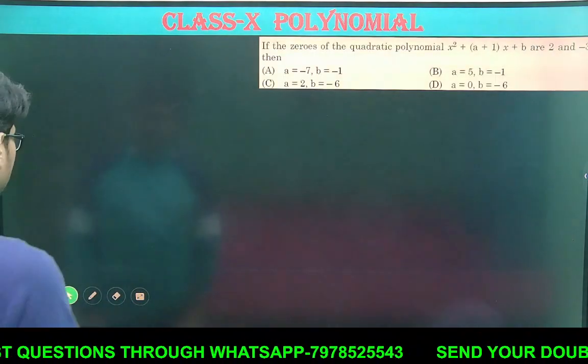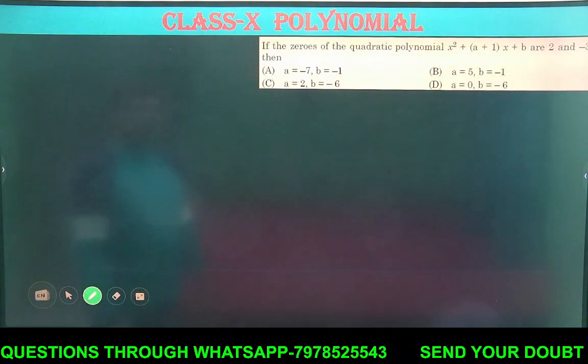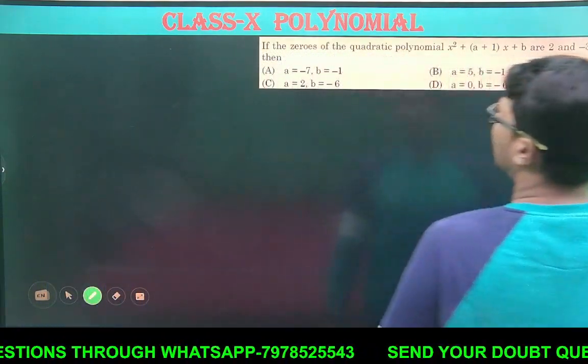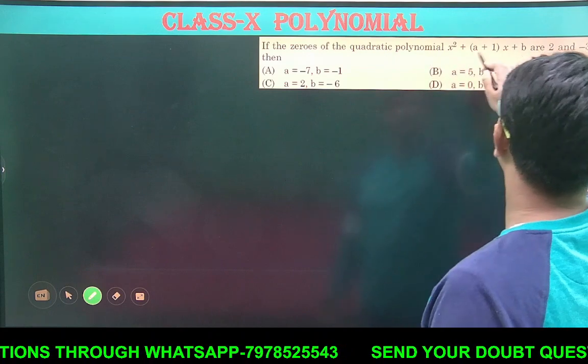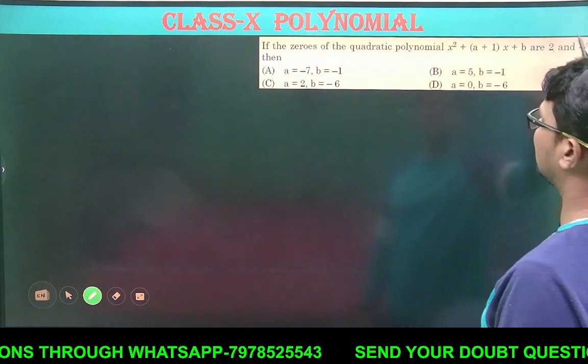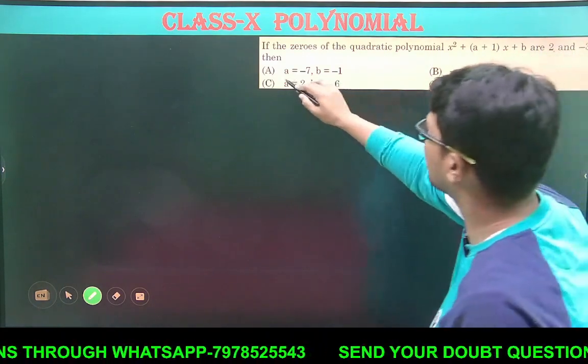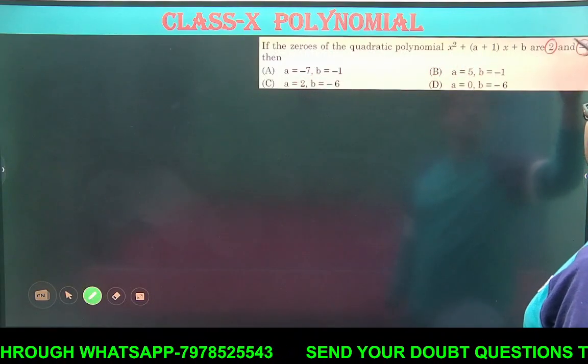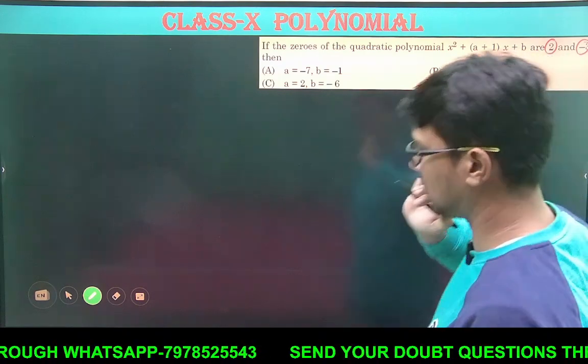Next question is this. What is it saying? The next question is saying, if the zeros of the quadratic polynomial, this polynomial, are 2 and minus 3, then what is the value of a and b? 2 and minus 3 are the zeros of this polynomial.